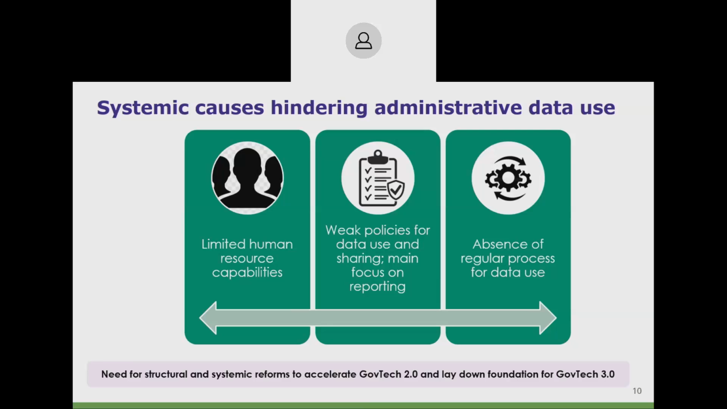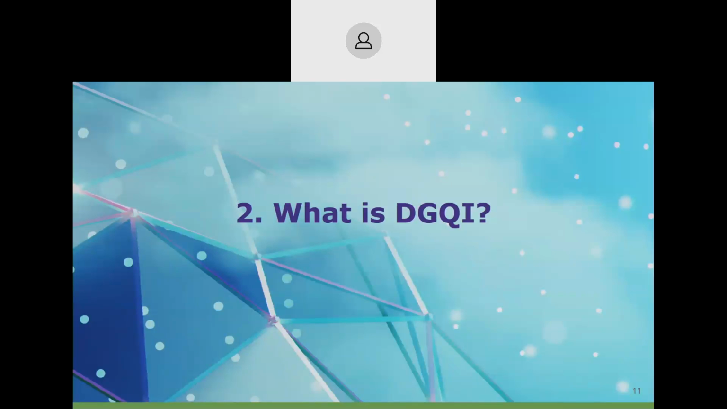So we really need a structured and systematic approach to leverage the upcoming GovTech 3.0 revolution. And that is what DGQI tries to do. Where we are and where we need to be in terms of open digital ecosystems, and that process management is what we will talk about today. Next slide.